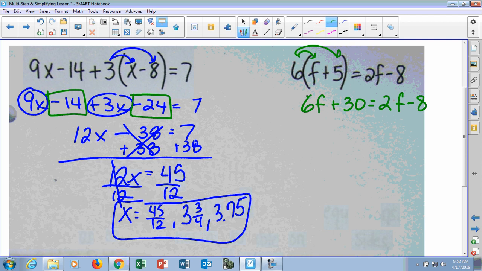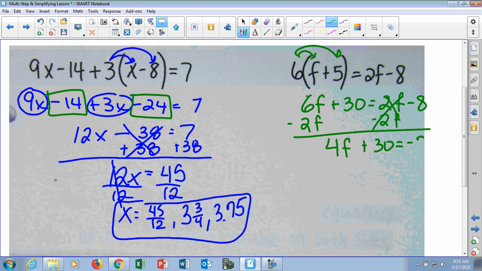Now what do we do? Negative 2f, and you like... So we've got variables on both sides, so what can I do? We're going to move this one by doing what? Subtracting? All right, so we're going to subtract 2f from both sides. Is that what you guys did back there? Okay. So when I subtract 2f from both sides, I get 4f, because 6 minus 2 is 4, plus 30 equals minus 8, because don't forget about this sign. The sign is always to the left of the number, not the right.